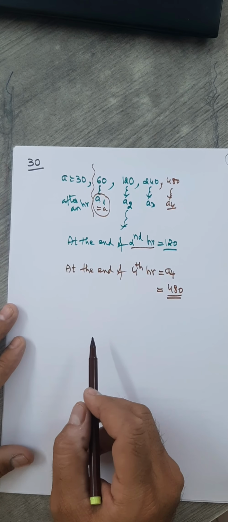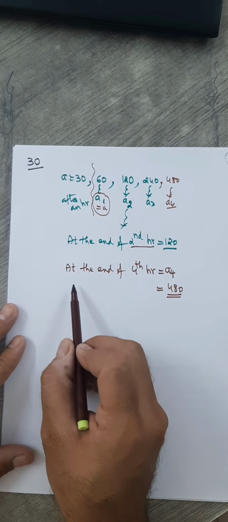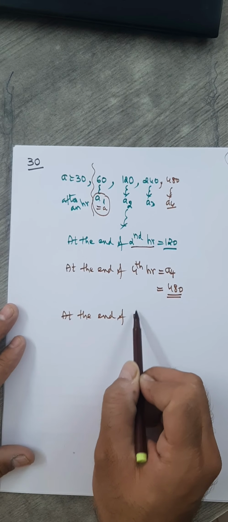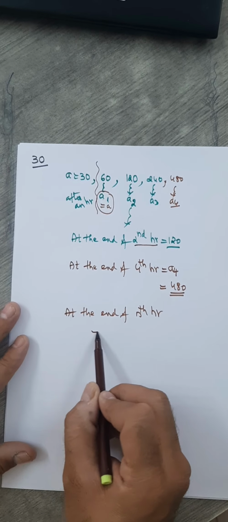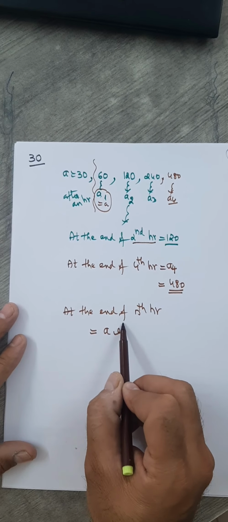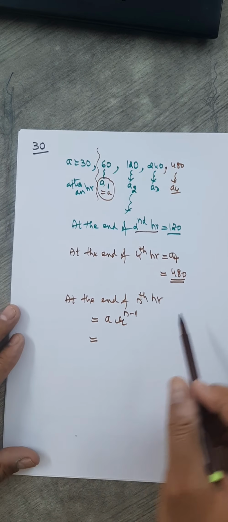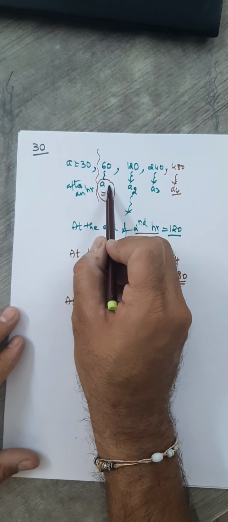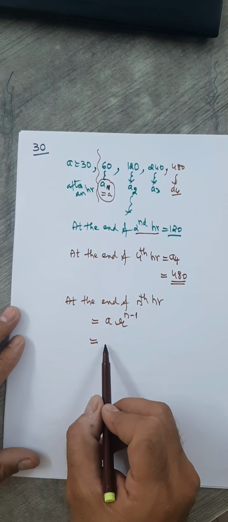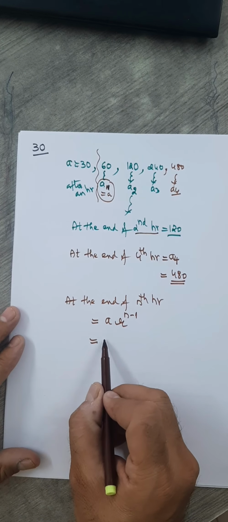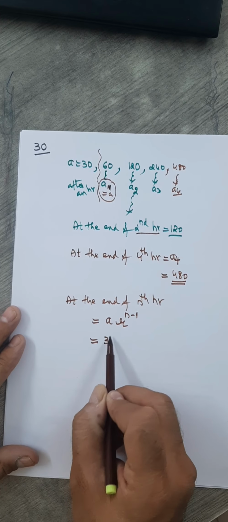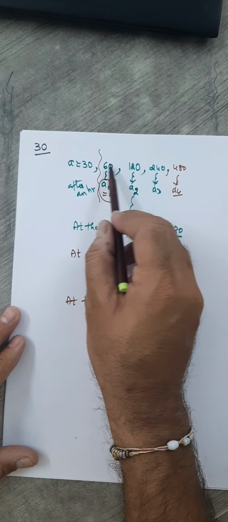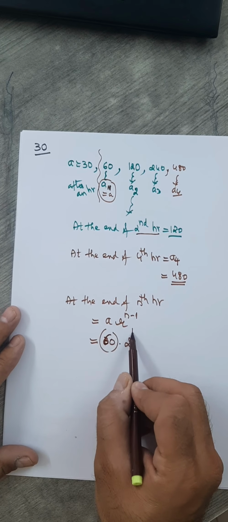Now what you want? At the end of nth hour, which is nothing but A into R raised to n minus 1. What is A? A is 60 here. We have started with this. This is at the end of first hour. This was initial, remember. So here you have 60 into R. R is 2, the ratio. This upon this, which is 2. 2 raised to n minus 1.